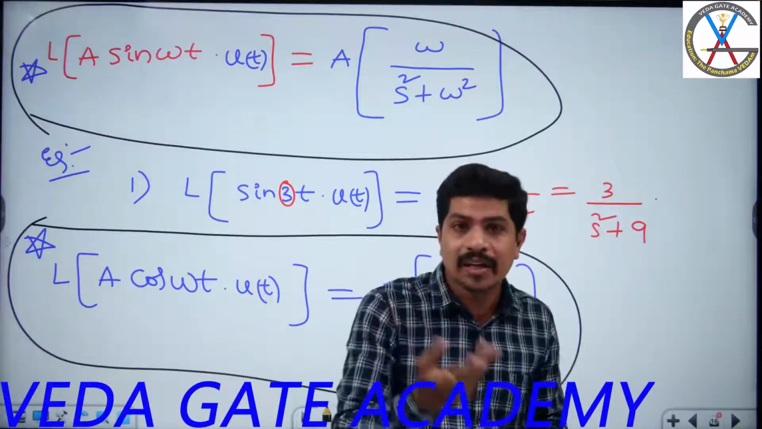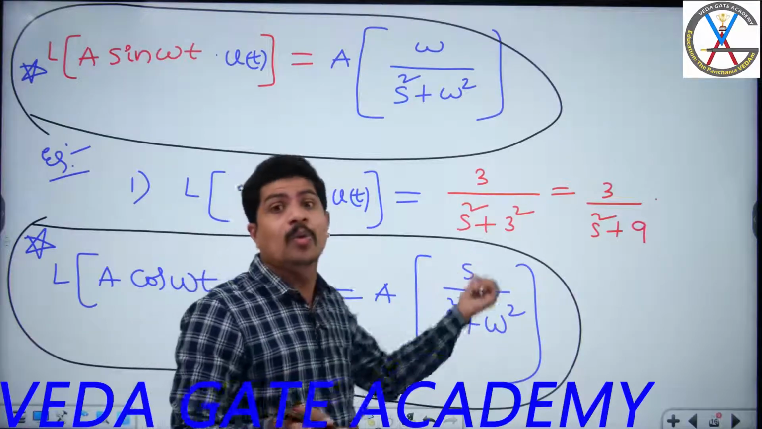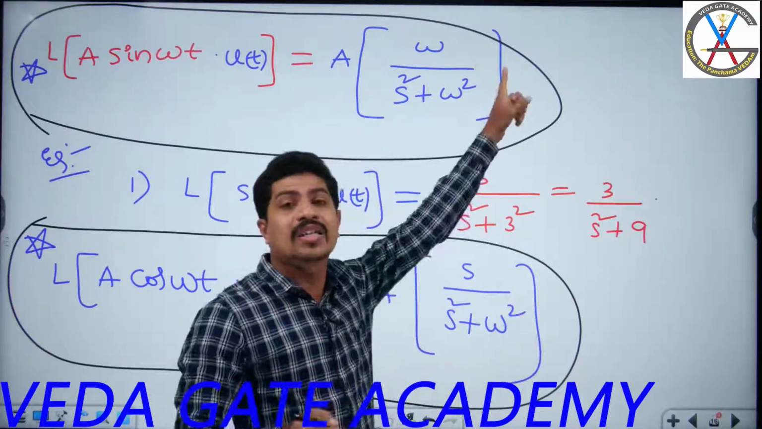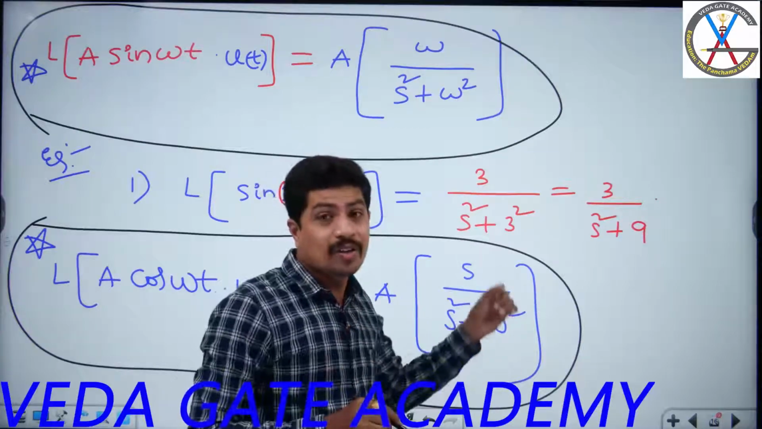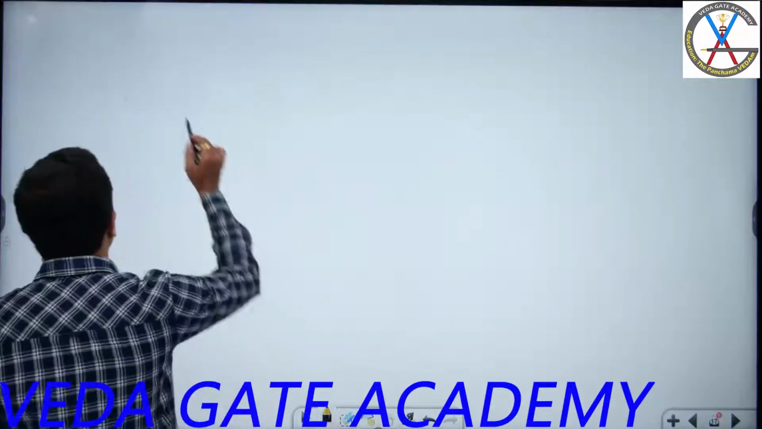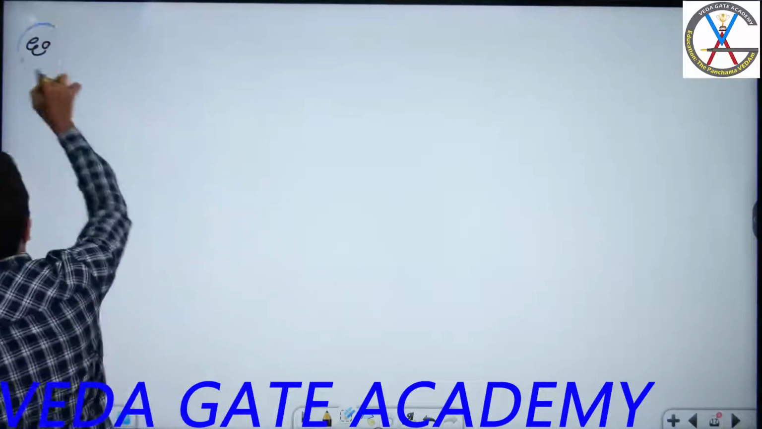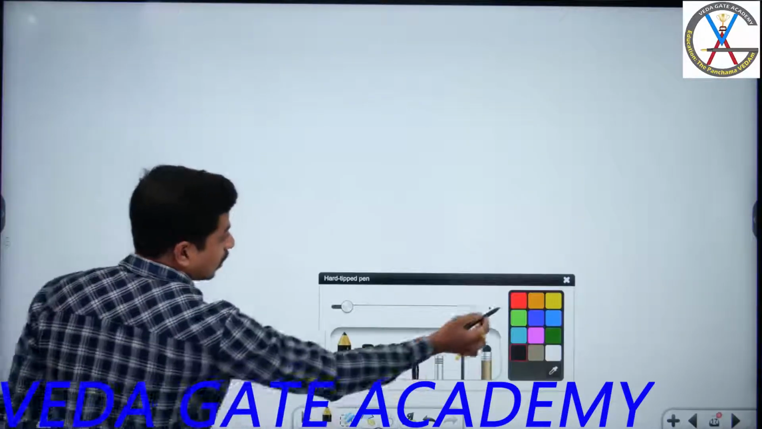How to decide whether it is sine or cos? Look at the numerator, brother. If the numerator is a constant, that is sine. If the numerator has an s term, that is cos. Let us see some problems, then you'll get complete clarity. Let me take some examples of Laplace first, then we go for inverse Laplace.